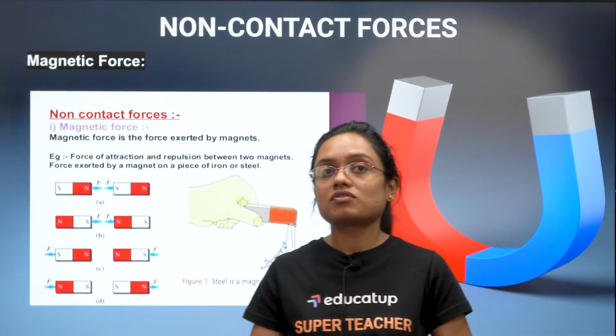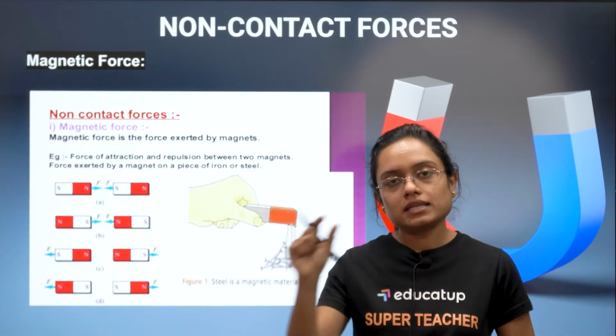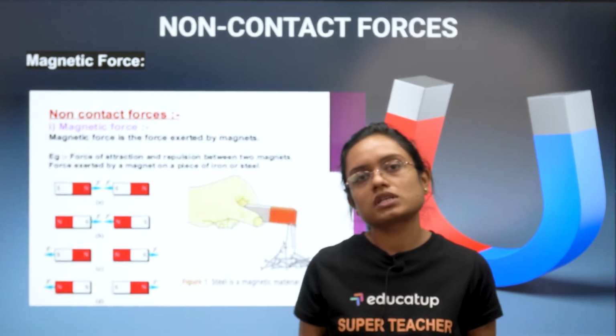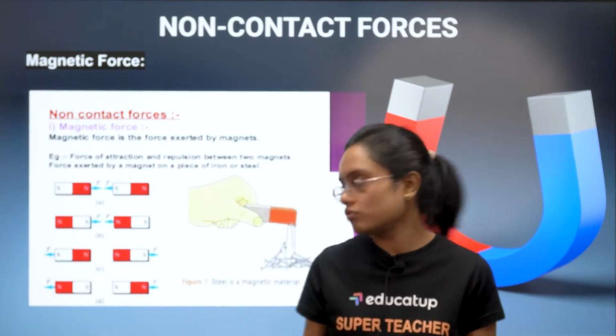The first non-contact force is magnetic force. मैग्नेट को आप आयरन फिलिंग्स के पास रख दीजिए, वो ऑटोमेटिकली अट्रैक्ट होंगी, एक दूसरे को टच कराने की ज़रूरत नहीं है. नॉन कॉन्टैक्ट फोर्स.